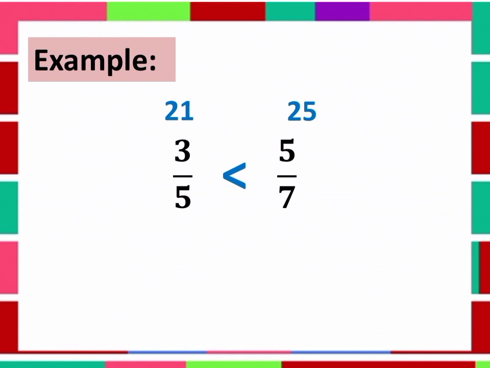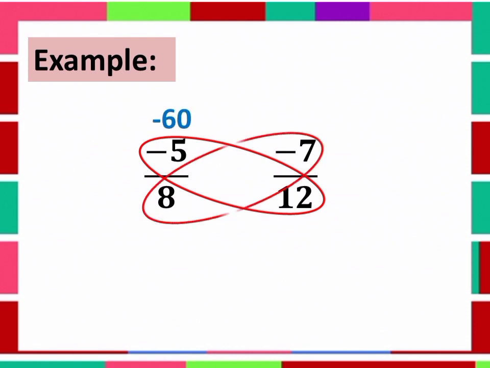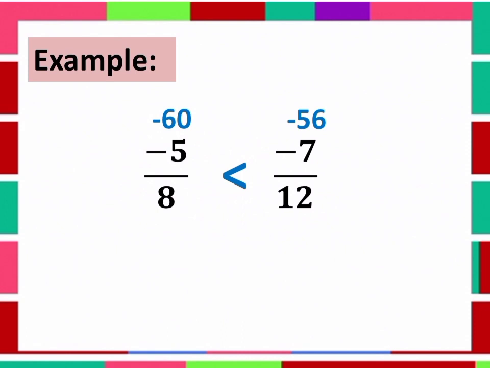Next, negative 5 over 8 and negative 7 over 12. Again, let's do the cross multiplication. So, negative 5 times 12, the answer is negative 60. And 8 times negative 7 is equal to negative 56. And let's compare negative 60 and negative 56. So, what will be the answer? Yes, the answer is less than.